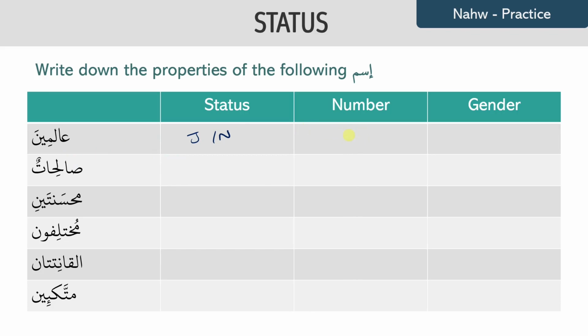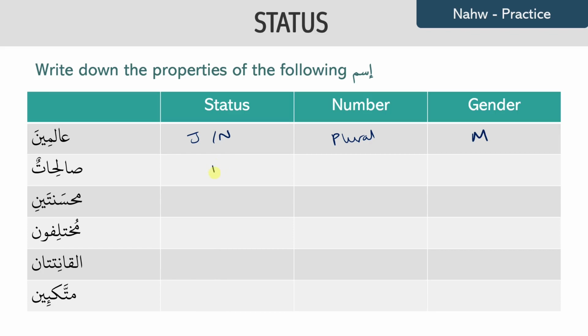The number is plural. Plural in Arabic means 3 or more, and the gender is masculine because it doesn't end with atun atin. So we know that the gender is masculine, and masculine in Arabic includes both females and males. But when you have a female, when you have feminine, it always includes only feminine, whereas masculine includes both.